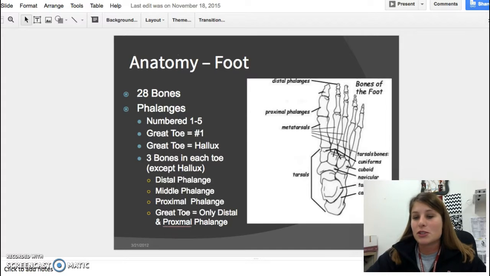So the first picture that we have is showing the bones of the foot. Bones of the foot. There are 28. 28 bones make up one foot.